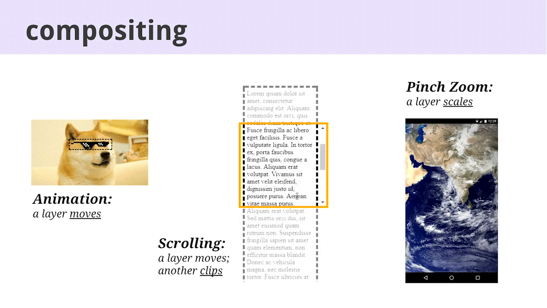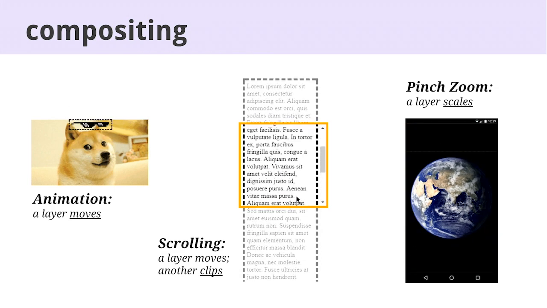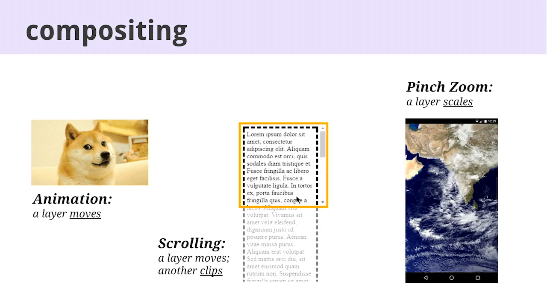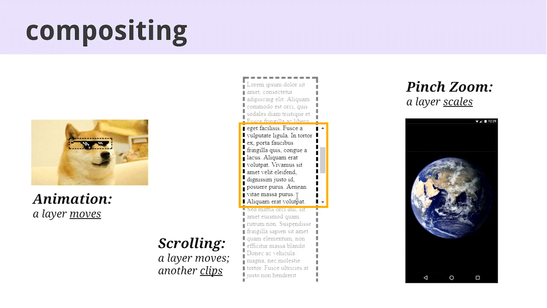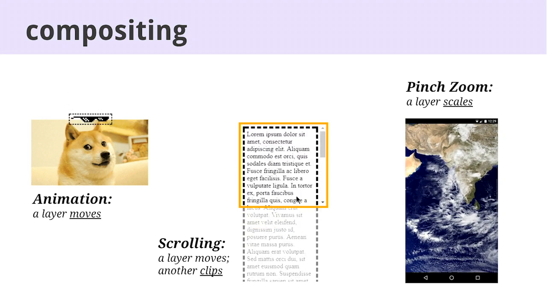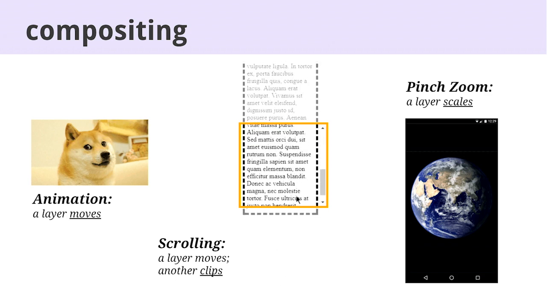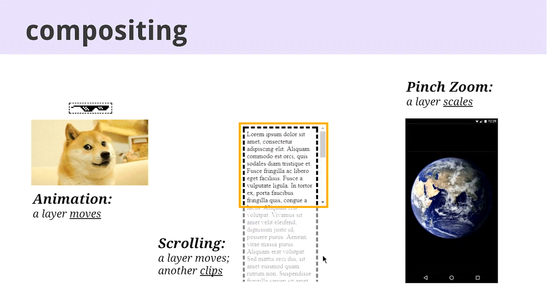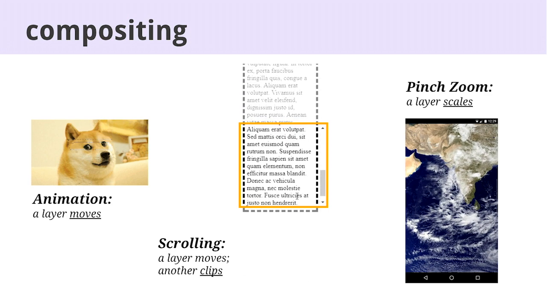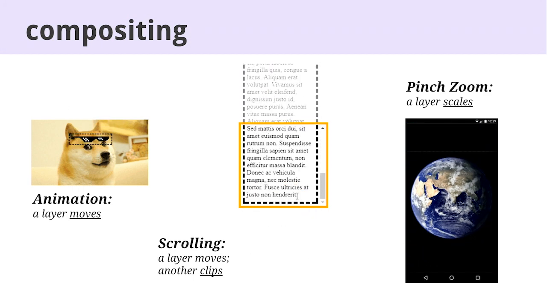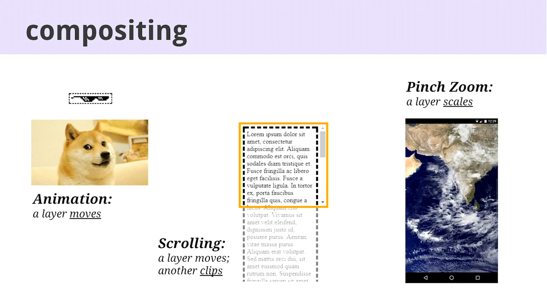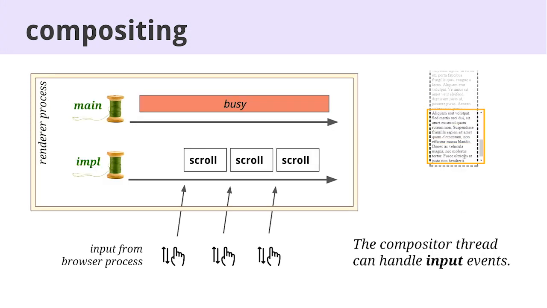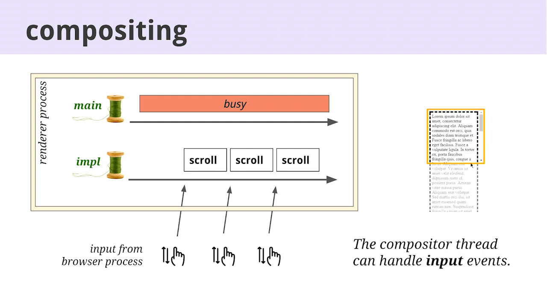So all the important cases of fluid motion of part of the page can be expressed in terms of composited layers. Like we can have layers transformed by animation or scrolling or pinch zoom, and scroll containers can clip a layer of scrolling content so that it's only visible within a certain region. And that means the compositor thread has everything it needs to handle scroll input events, while the main thread is busy with other things like JavaScript.